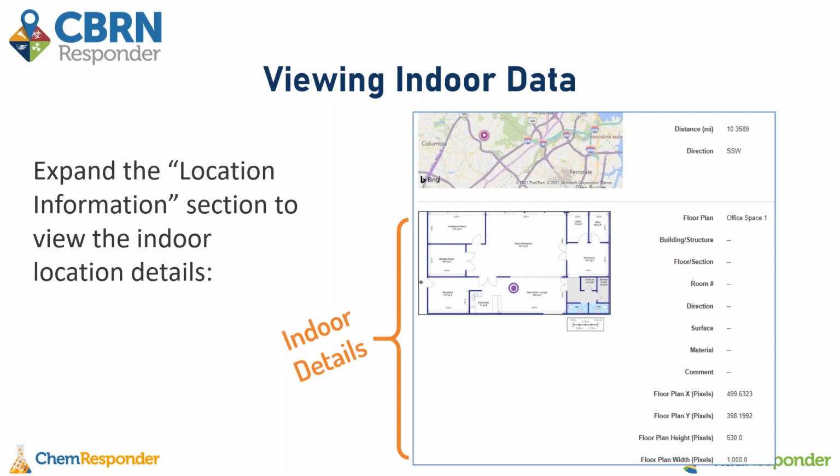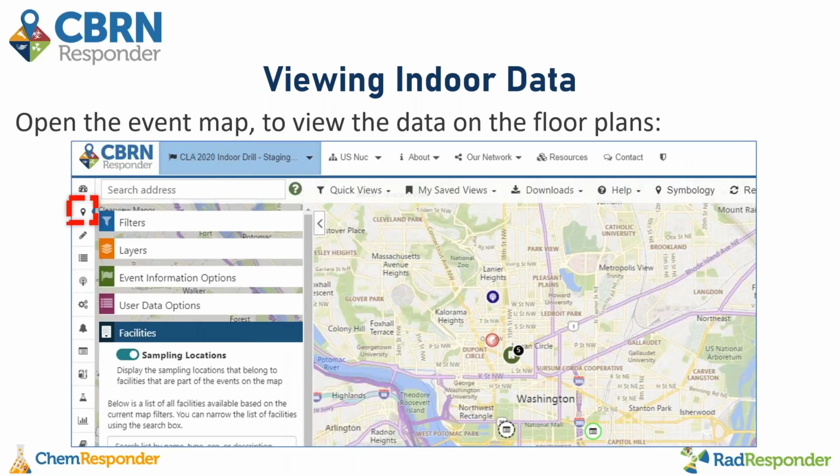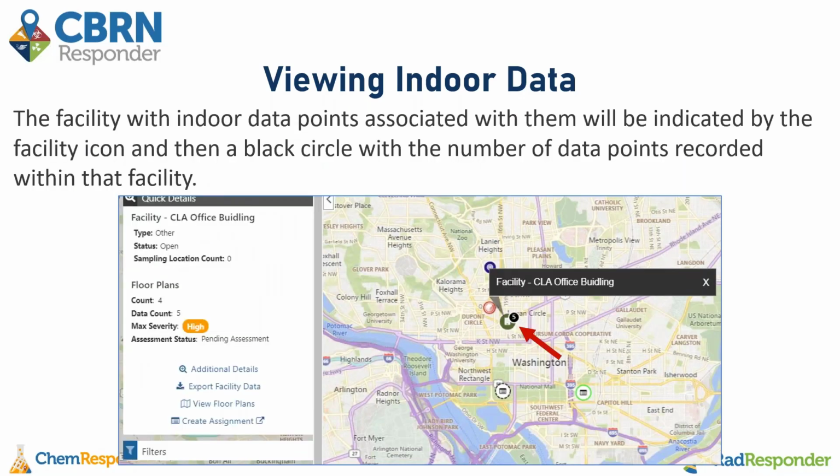If I want to view my data in a geospatial environment, I'll jump over to the event map, and I will expand my facilities layer. And I'll see that I have a facility on my event map, so I'll just click it here. And the facility icon is the one that you chose when you created your facility. And then if there are any data points associated with that facility or a floor plan within that facility, you'll see a black circle with a number in it.